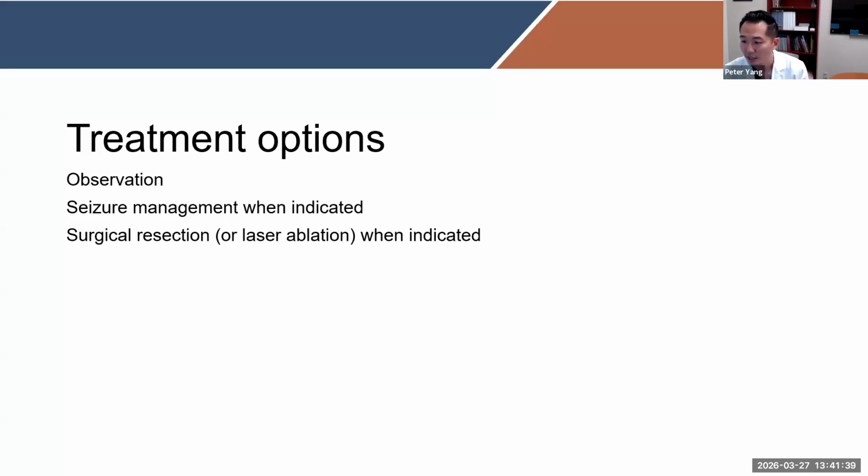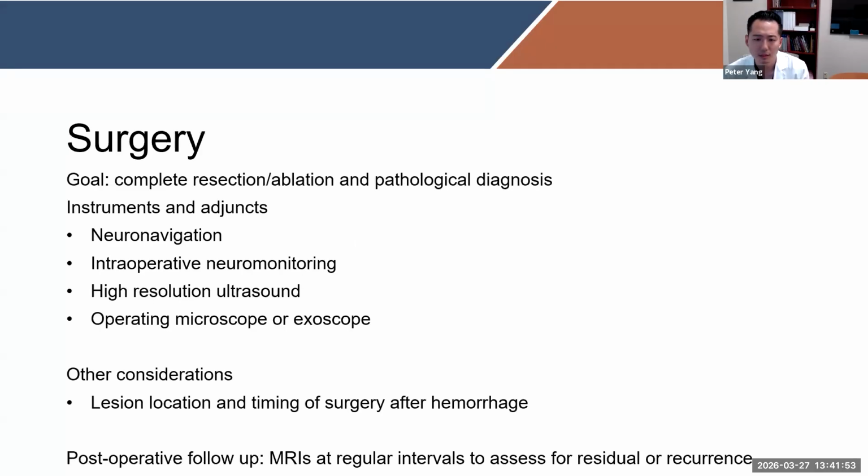For select cases of patients with seizures attributable to the lesion, treatment with anti-seizure medications is indicated, although new evidence suggests that long-term seizure freedom is more likely if surgical resection is performed earlier. The goal of surgery is to completely resect or ablate the cavernous malformation and obtain tissue for a pathological diagnosis. A deep understanding of the anatomy and surgical corridor are imperative for a safe and effective operation.